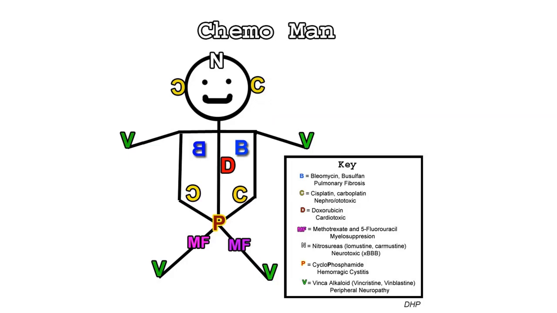So this is a way to try to remember the side effects of the immunosuppressive medications. Most importantly, which was asked before in the exams, is cyclophosphamide causing hemorrhagic cystitis, and also the methotrexate causing bone marrow depression. So this is very, very important.